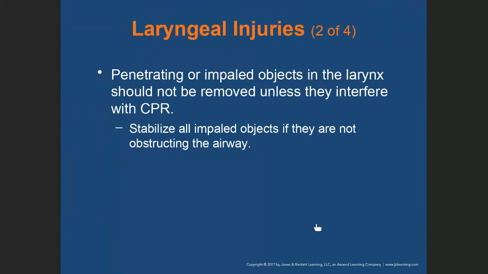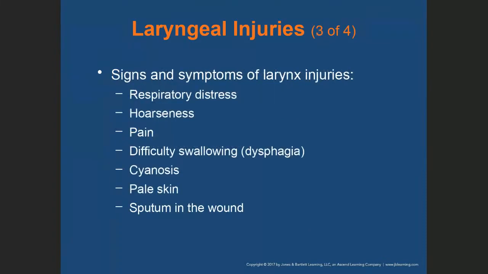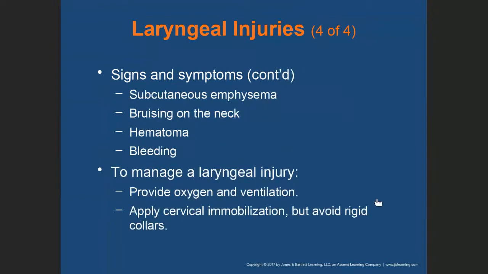Penetrating or impaled objects in the larynx should not be removed unless they are interfering with CPR. Stabilize all impaled objects if they are not obstructing the airway. Signs and symptoms of larynx injuries: respiratory distress, hoarseness, pain, dysphagia, cyanosis, pale skin, sputum in the wound, subcutaneous emphysema, bruising on the neck, hematoma, bleeding.